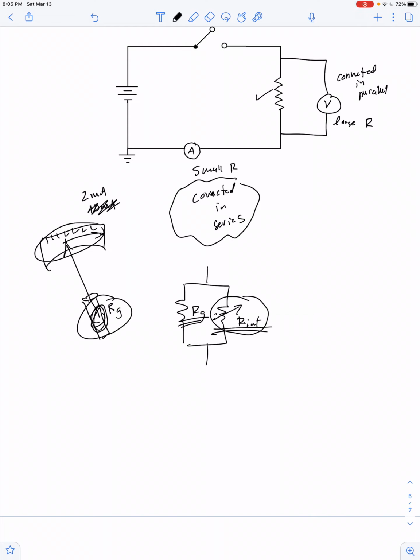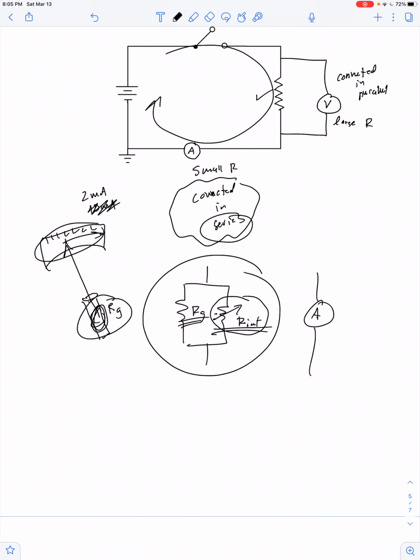In any case, the other resistor that controls the sensitivity of the ammeter is connected in parallel with the resistance of the galvanometer, but then that whole device is connected in series when I try to determine the amount of current that flows through the circuit.